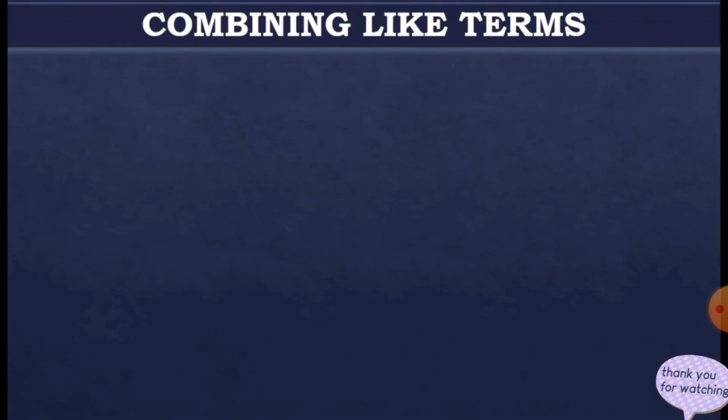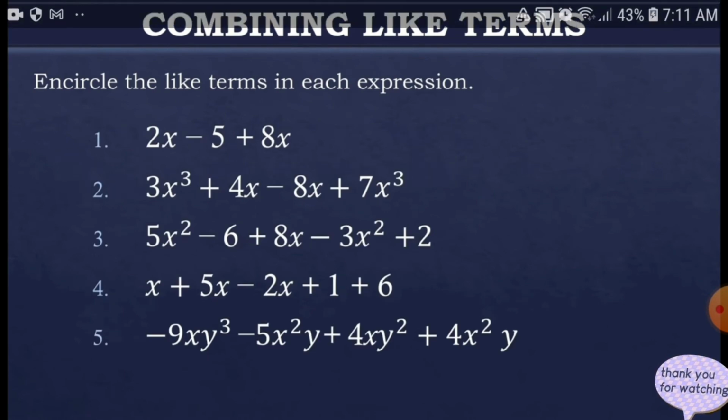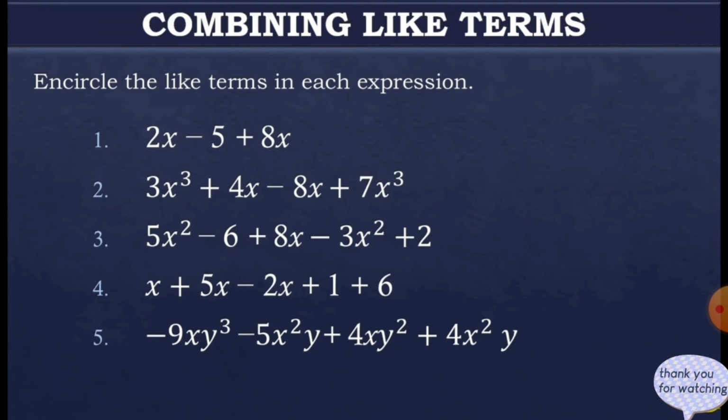Today's lesson, we're going to add and subtract polynomials. So before we continue, let's first identify the like terms. For example, in this activity, let's encircle the like terms in each expression. For number 1, you can see 2x and 8x have the same variable. So they are called like terms kasi yung variable na x ay magkatulad. Okay? So those are like terms.